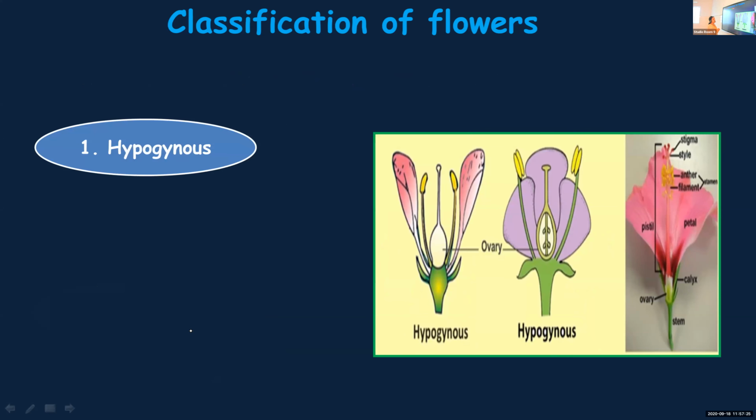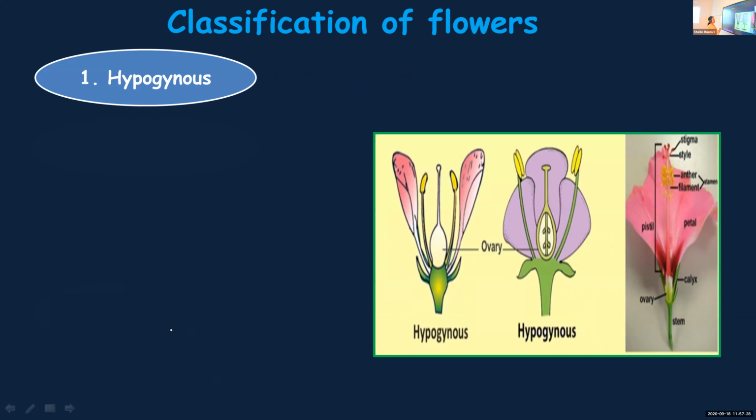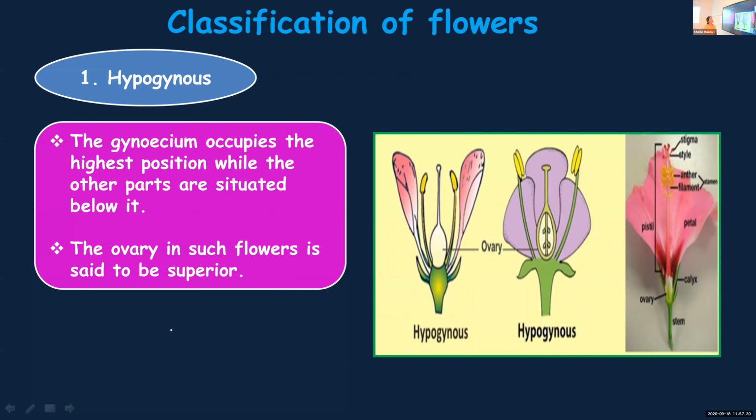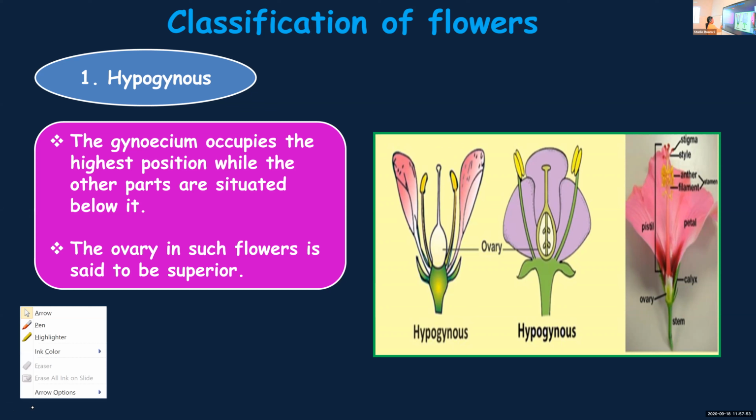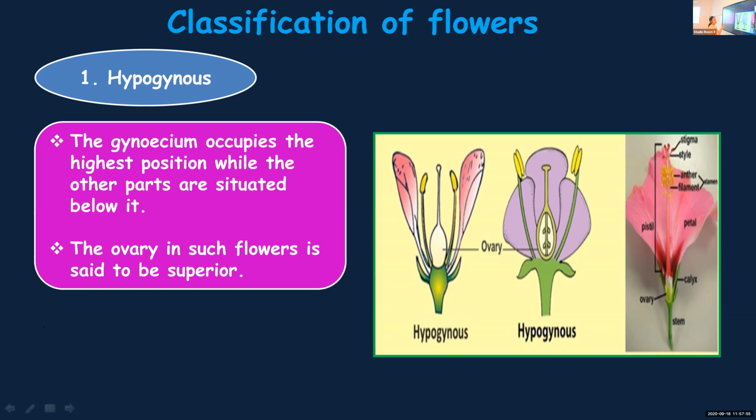First we will start with hypogynous flowers. And here the gynecium, you know what is gynecium? The female part, the female reproductive part. When you say gynecium, it includes style, stigma, ovary, all the three parts. So gynecium occupies the highest position while the other parts are situated below it. The ovary is said to be superior because it is occupying the topmost position.